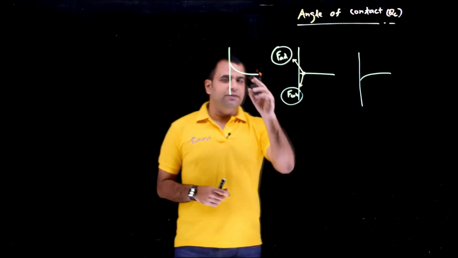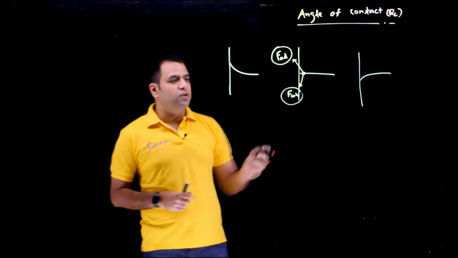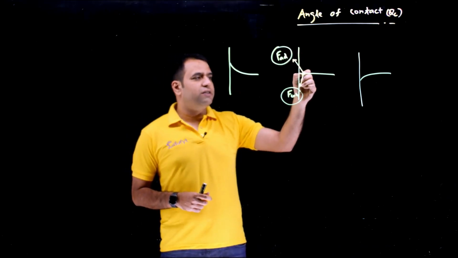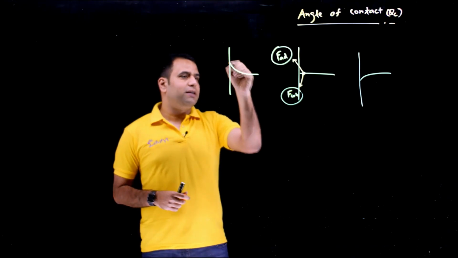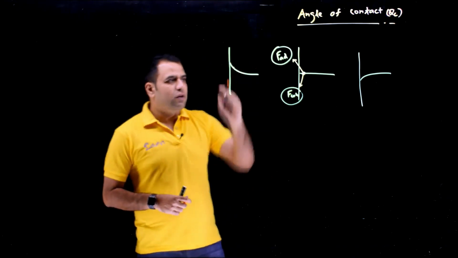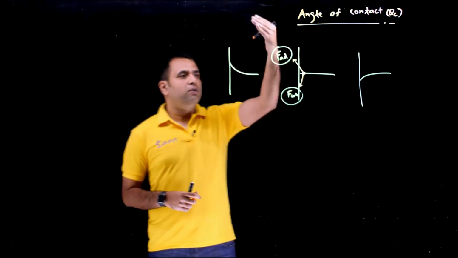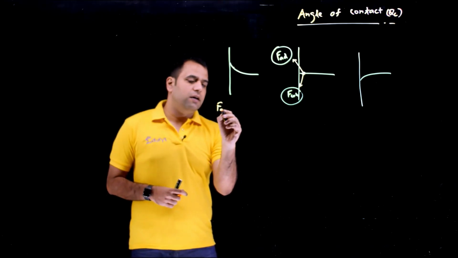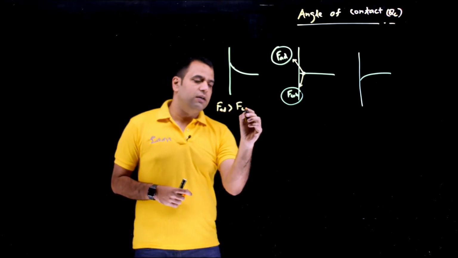Now, if the adhesive force is more than the cohesive force, the particles near the surface of the vessel will move up, and they'll tend to make this kind of shape. This will be a spherical shape for which the center will lie on the upper side. In this case, F adhesive will be more than F cohesive.